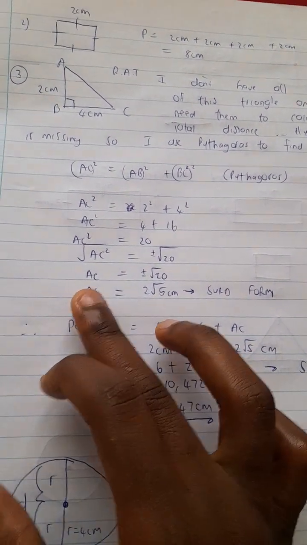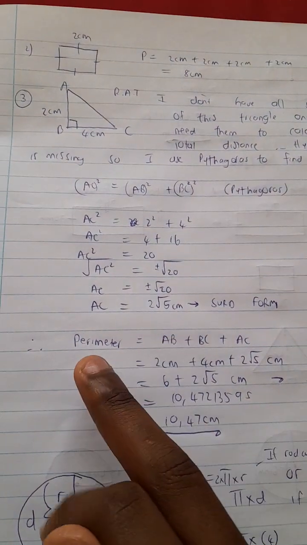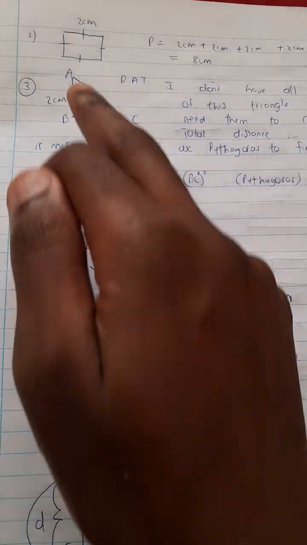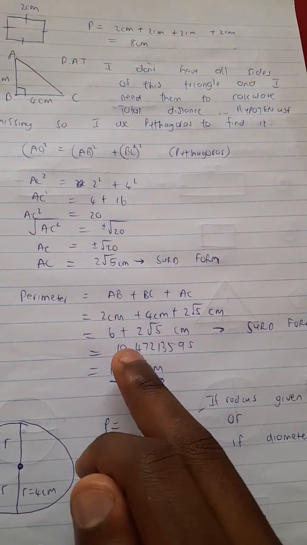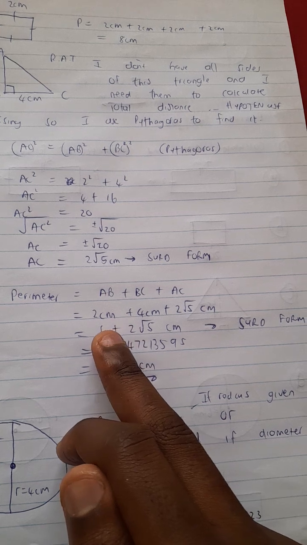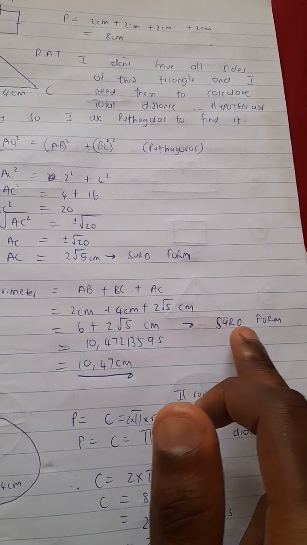So now we have AC. That means we can fill in that space for AC. It's 2 root 5. We can find the perimeter of the triangle. Take AB plus BC plus AC, add it together. We get this answer, 6 plus 2 root 5, in your calculator. If they had said leave the answer in surd form, we would leave it like this.